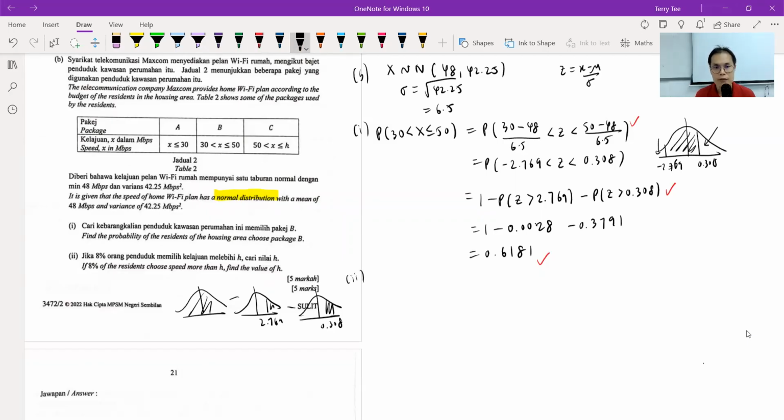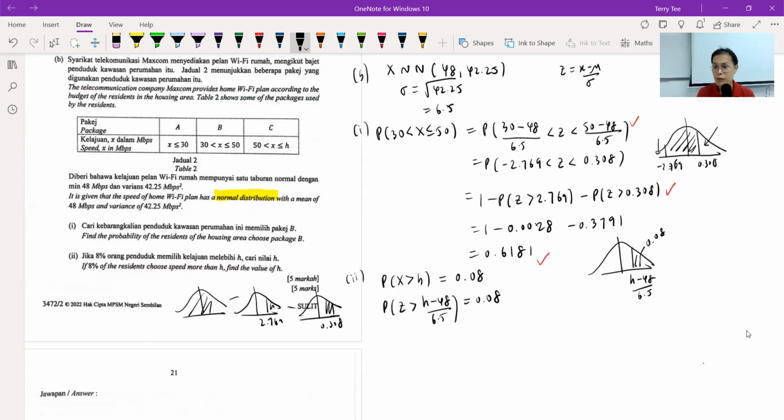Okay. If 8% of residents choose a speed more than h, x greater than h, 8% in decimal is 0.08. So here we have to standardize it. We change from x to z, minus your mean, divide by standard deviation, 6.5. This is 0.08. Remember, I'm finding the upper tail, 0.08, right? This is your h minus 48 over 6.5. This one you have to work backwards.